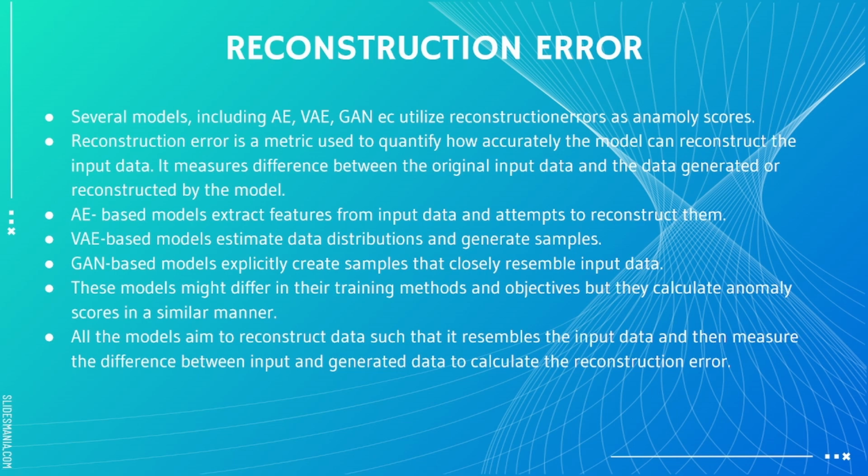AE-based models extract features from input data and attempt to reconstruct them. VAE-based models estimate data distributions and generate samples. GAN-based models explicitly create samples that closely resemble input data. These models might differ in their training methods and objectives, but they calculate anomaly scores in a similar manner. All the models aim to reconstruct data such that it resembles the input data, and then measure the difference between input and generated data to calculate the reconstruction error.